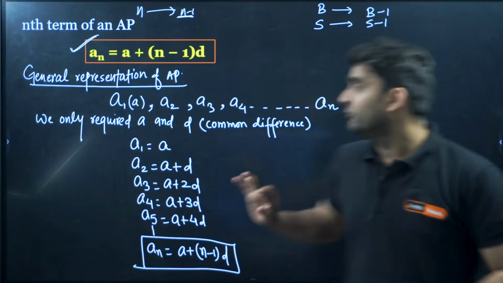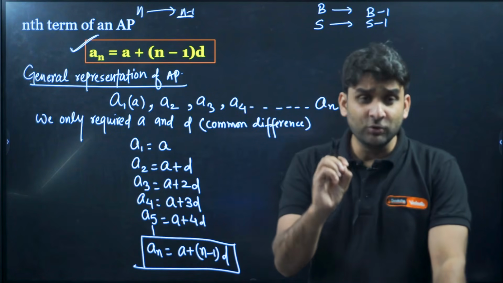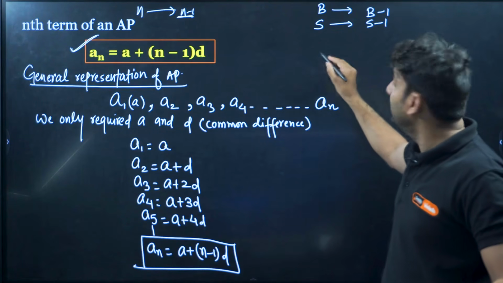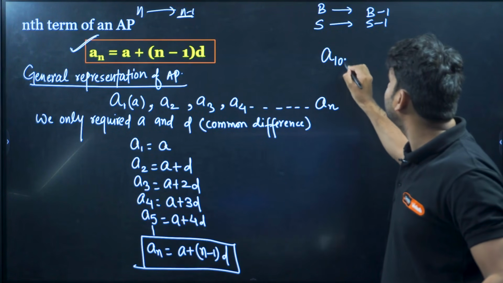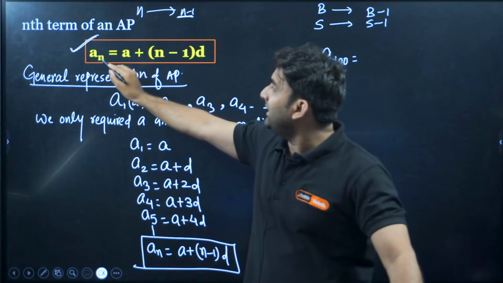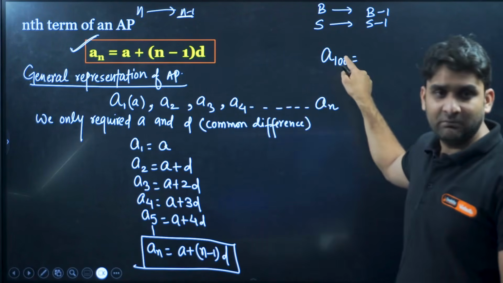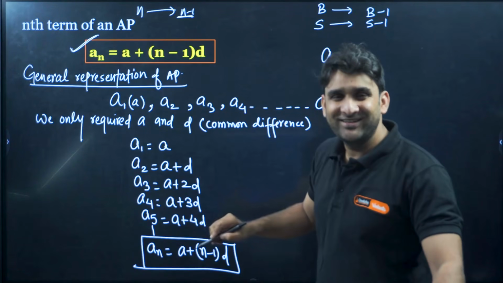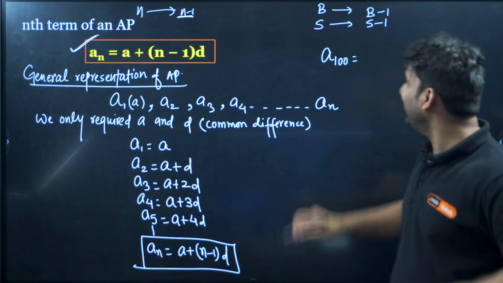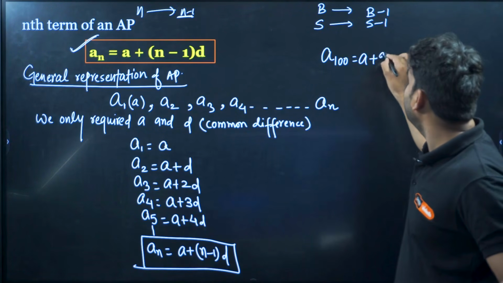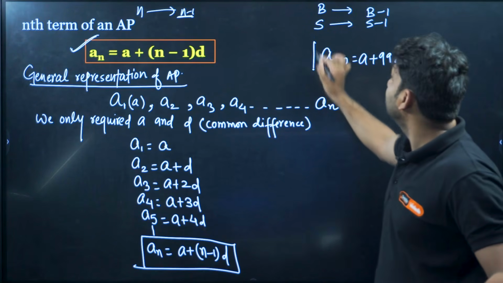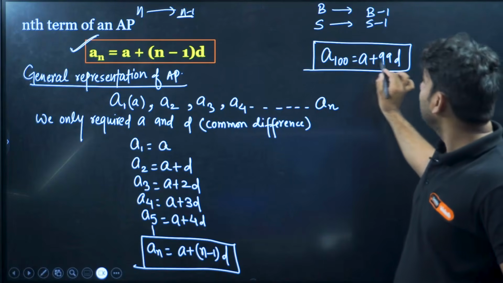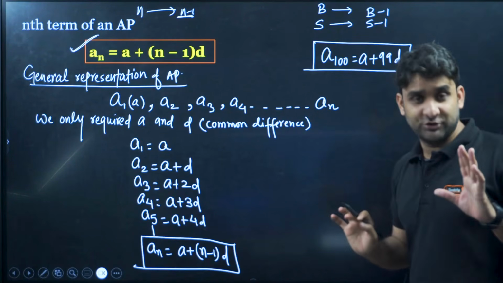Listen everyone. For example, if I ask you to find out the 100th term of an AP, then in place of n, 100 will come in this formula. So 100 minus 1 is 99, and the formula will look like A plus 99D. This is the beauty of AP. Whatever the position of the term, the multiplier of D will always be 1 less than the position of the term.